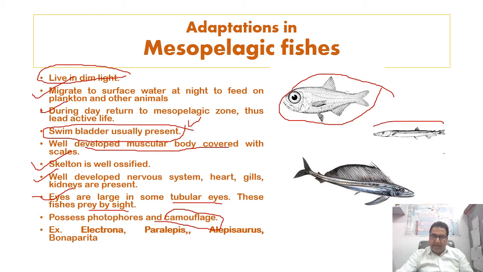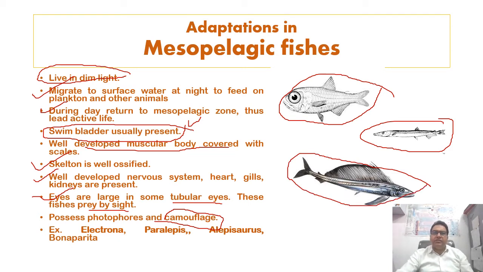We do have Electrona in this very case. We do have the Paralepis fish. We do have Elapisaurus. So these are the fish. Then we do have Bonapartia pedaliota. These are the fishes which are very commonly found in the mesopelagic zone.